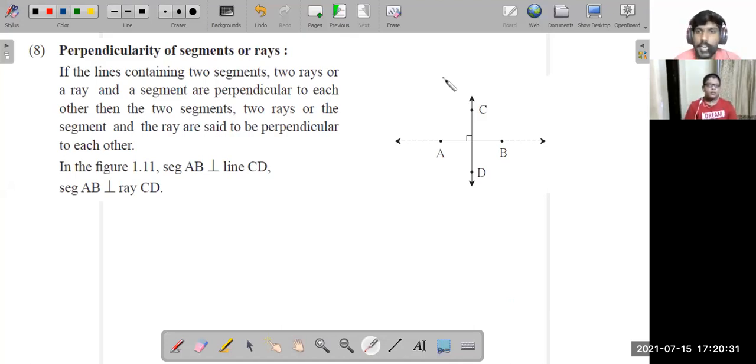So if two lines or one line, one segment or two segments, they are said to be perpendicular to each other if they are at right angle. That means this is AB and this is CD. So if they are at right angle to each other, then we'll say that the two line segments are perpendicular. Is this clear? What is perpendicular? Yes, sir.